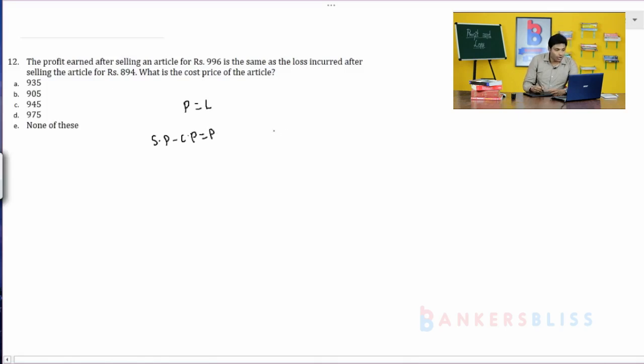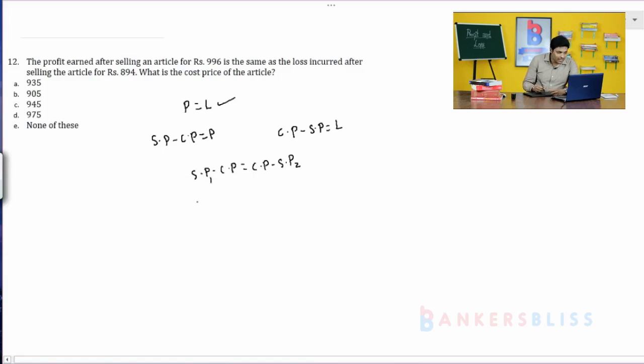When you are going to incur loss, cost price minus selling price is equal to loss. When profit is equal to loss, then obviously the LHS should be equal. Then selling price minus cost price is equal to cost price minus selling price of second case. This is of first case.